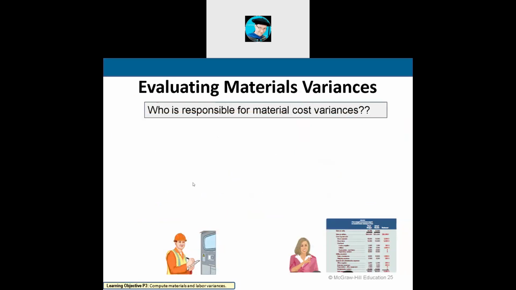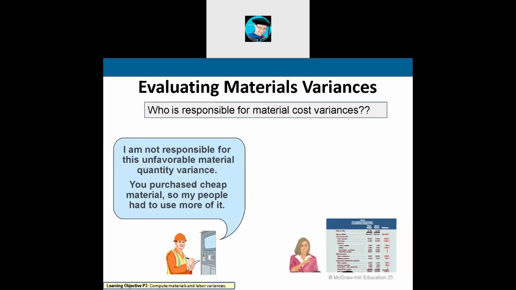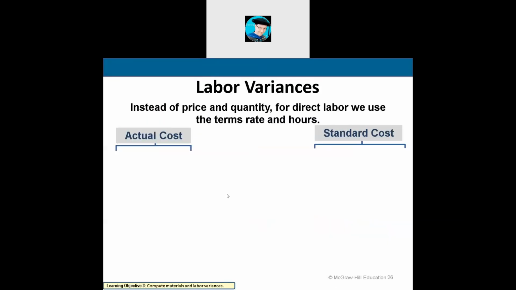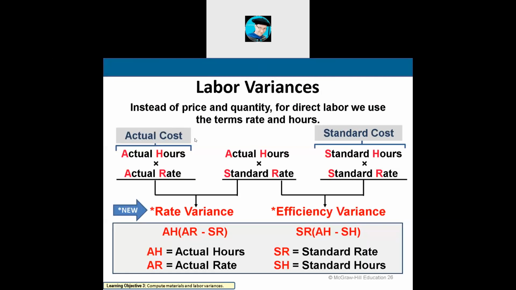Well, who should be responsible for this kind of variance? Is it the engineer? Is it manufacturing? Is it the purchasing manager? Who's responsible? Well, it depends, right? Sometimes it's you. Your people work too many hours. We could have got cheaper materials, etc. Have that discussion part.